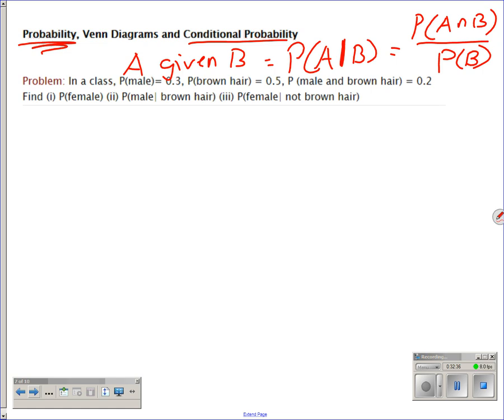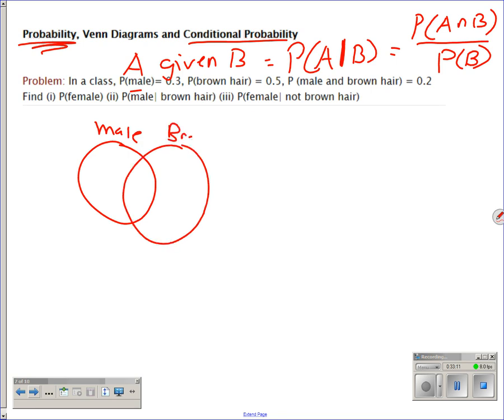Here's my information. My question is: the probability of being female, the probability of being male given that I have brown hair, and the probability of being female given that I do not have brown hair. Okay? So, like I said, with any Venn diagram problem, we ask ourselves, how many subjects do I have? How many circles am I going to have? Think carefully. Two, right? One's being a male. The other one is being brown hair. So the probability of being a male and brown hair.